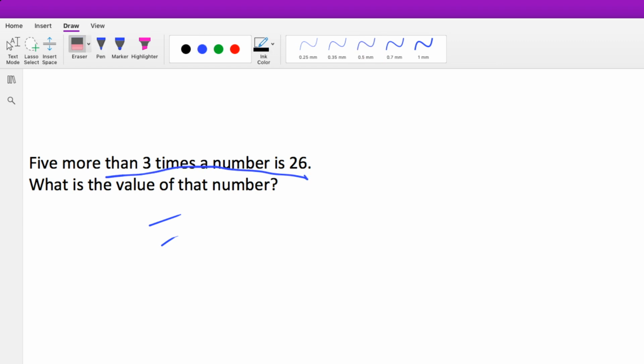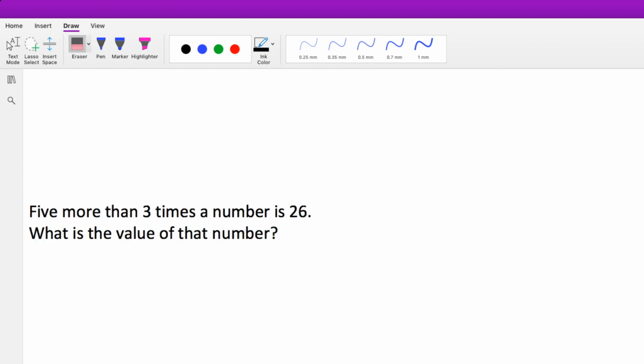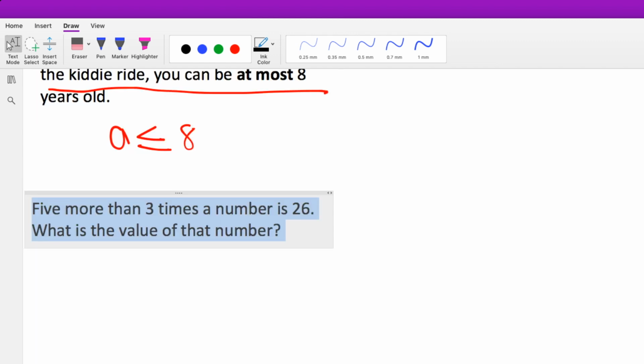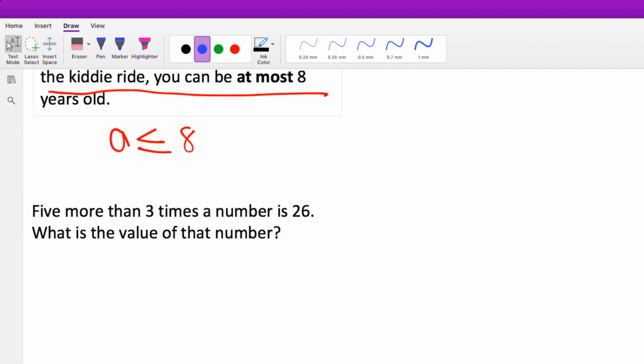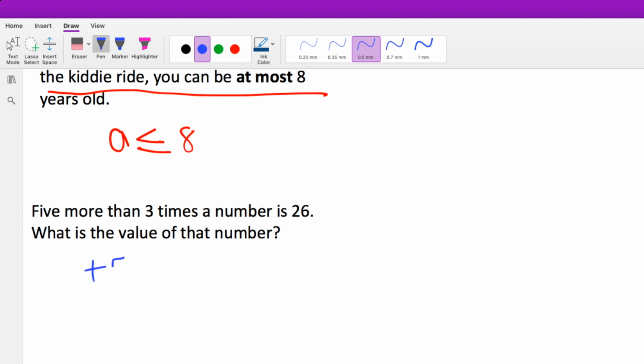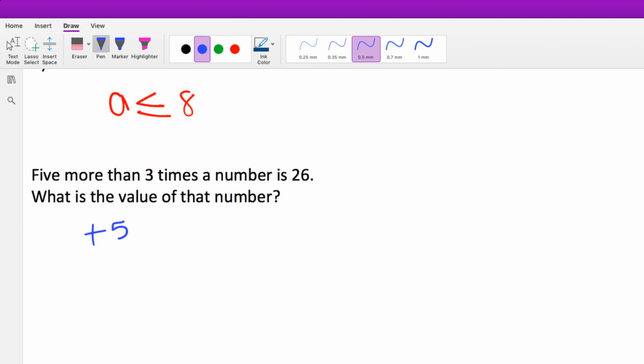Just think about it for a second, and then ask yourself, how would I possibly be able to do this? Now, in order to do this, we know that we need to add 5 to something. So I'm going to add 5 right away. 5 more than 3 times a number.